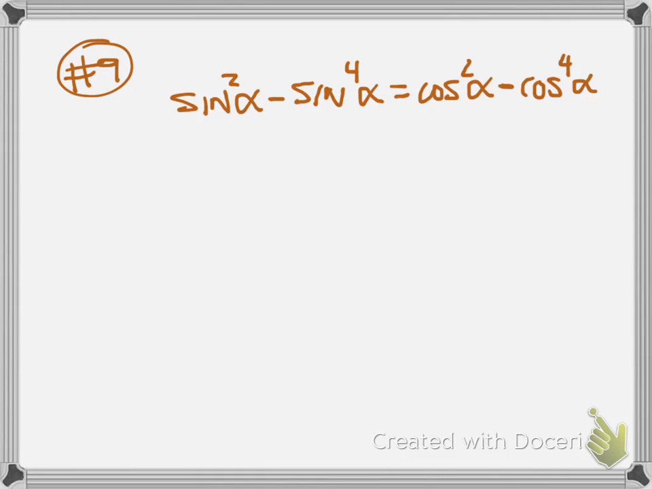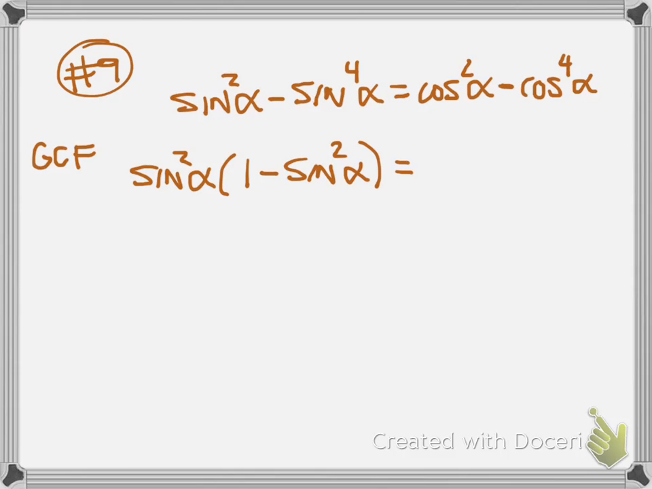Here's number 9. If you're a smart kid, you will hit pause on this video and see if you can work it out, and then come back and check on my work. If I take a look at this, the first thing I'm going to do is GCF. I'm going to factor out a sine squared. That will leave me with 1 minus sine squared of alpha. And because I need to get into cosine on the right, I can substitute in cosine squared of alpha right there, and this is sine squared.